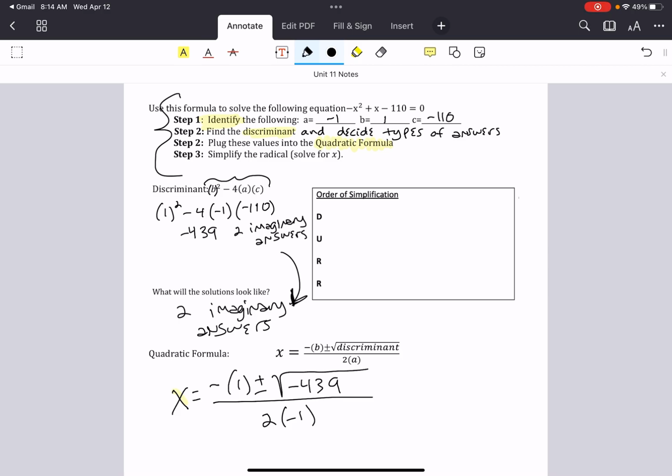So if I know it's imaginary because of the discriminant, and I see the negative under the square root there, what's the first thing I should take out of the square root? If I know it's going to be imaginary and I know there's a negative.